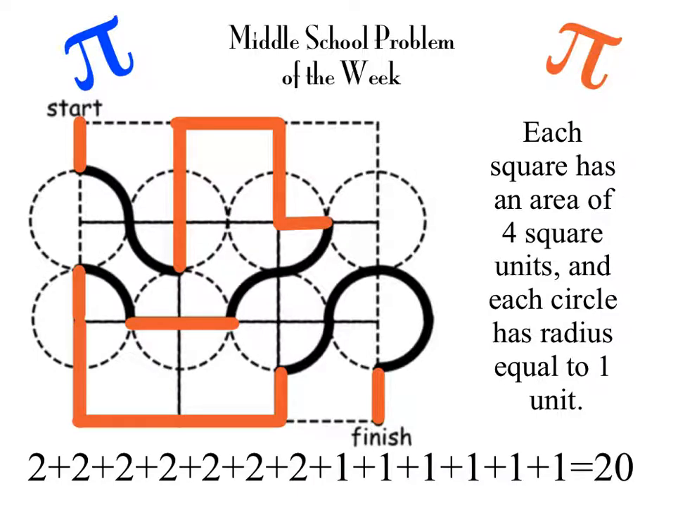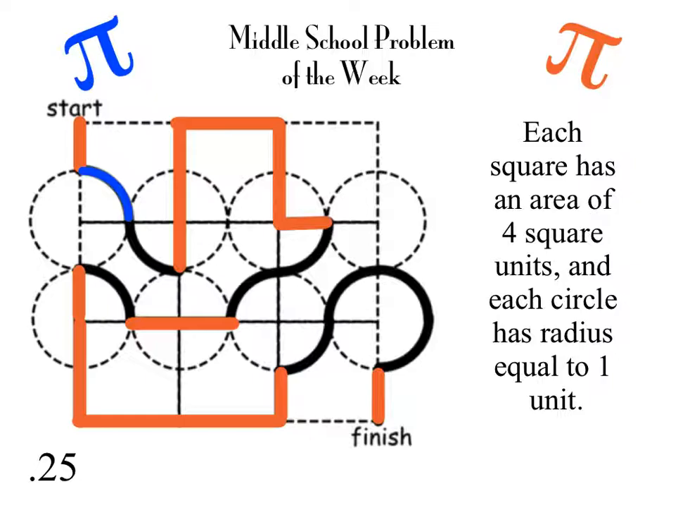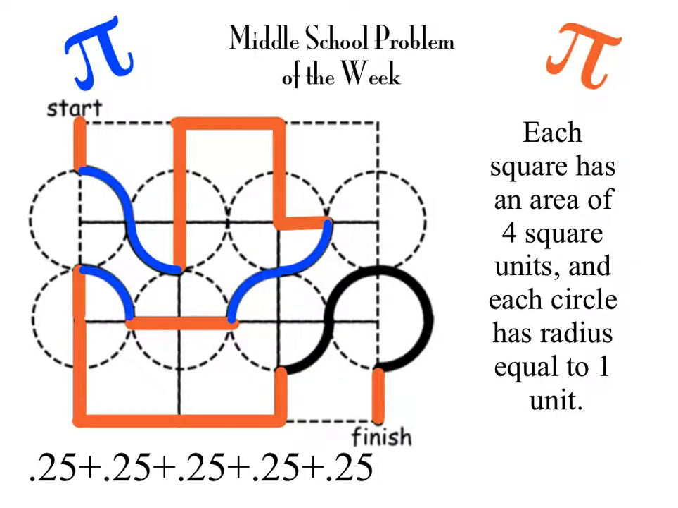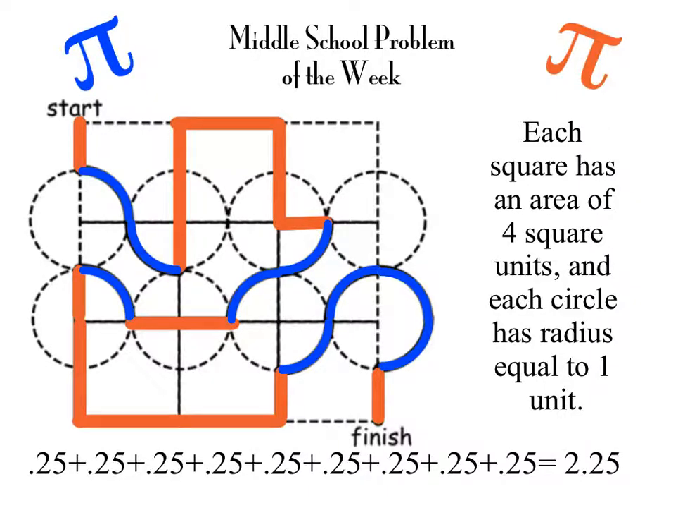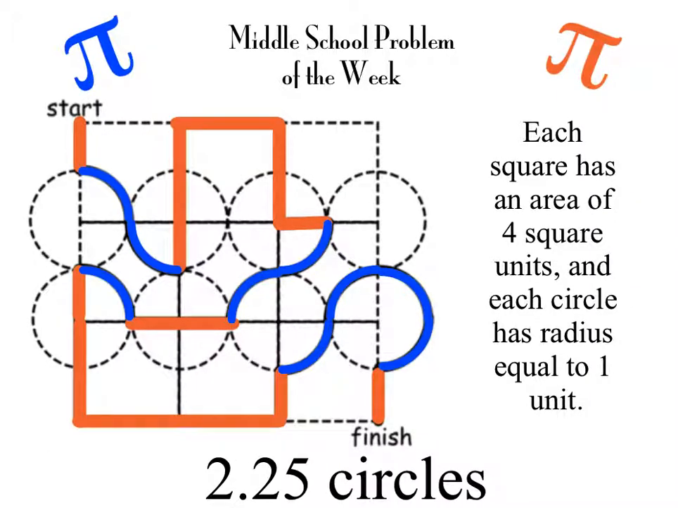units. Now we need to count the curved parts of our path, which are parts of circles. And we're going to count them by counting quarter circles, or 1/4 of a circle each time. Here's 1, 2, 3, 4, 5, 6, 7, 8, 9 quarter circles. We add all that up, and we get 2.25 circles, or 2 1/4 circles.